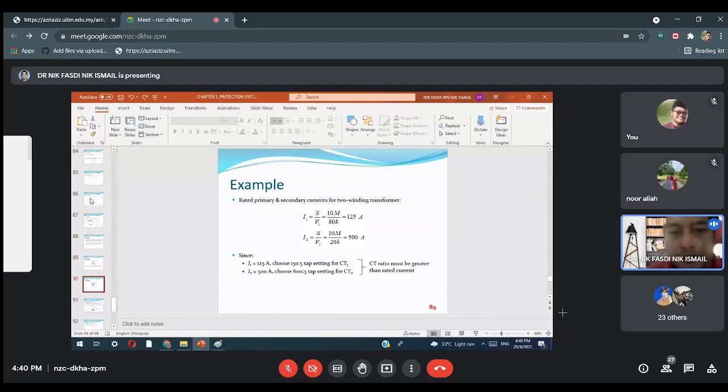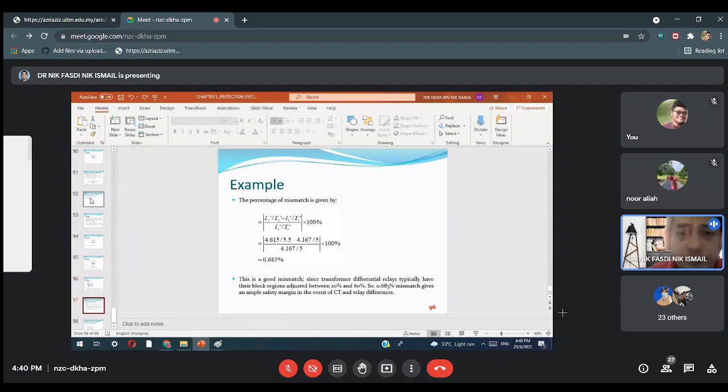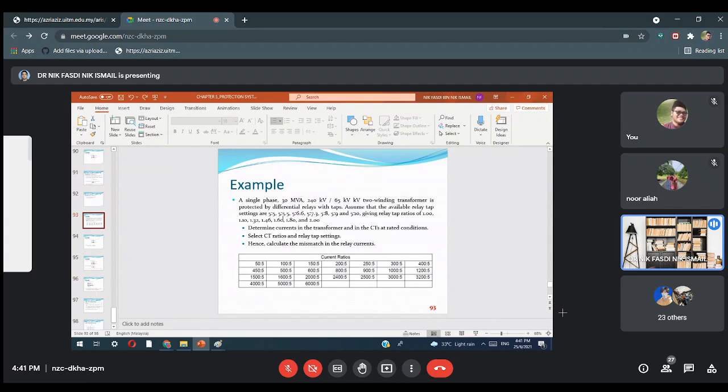Oh, ini penyakit tak apa. Then the percentage of mismatch given by this formula, tak apalah. Kan, sudah dapatlah kat sini T2 is 5.5. Sebenarnya T2 5.5 ni dia refer pada sini. This is T1, this is T1 prime and this is T2 prime. Okay, so 5.5 is to T2 prime.